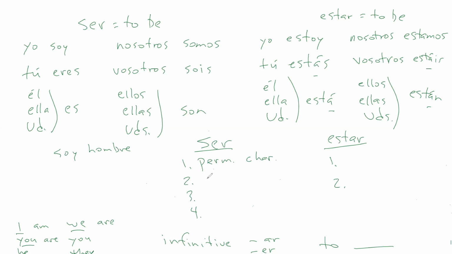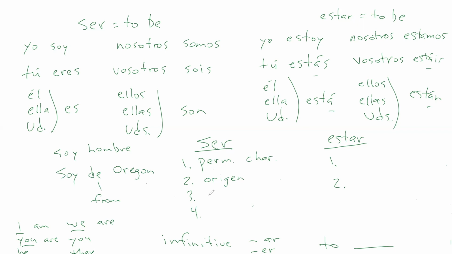Our second one is origin. So where someone is from. I could say about myself, soy de Oregon. De meaning from, so I am from Oregon, right? Any nationalities, states, whatever, where you're from.